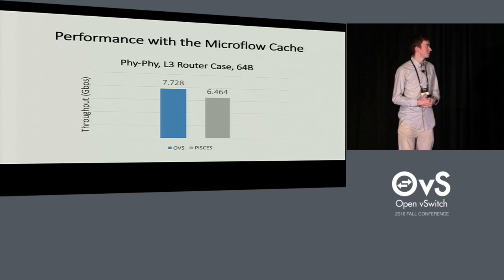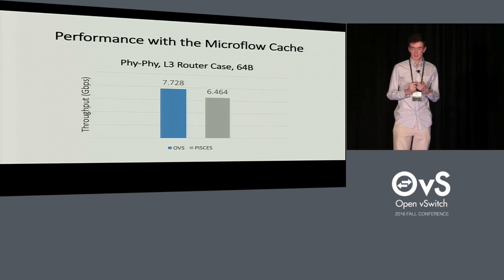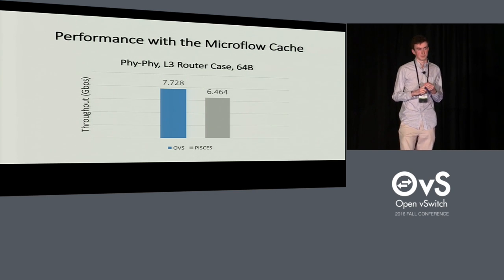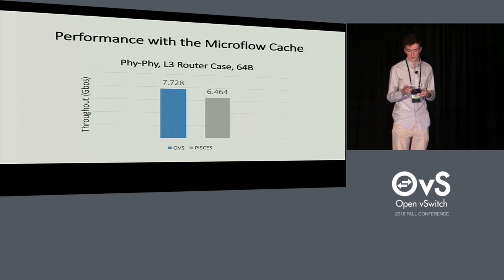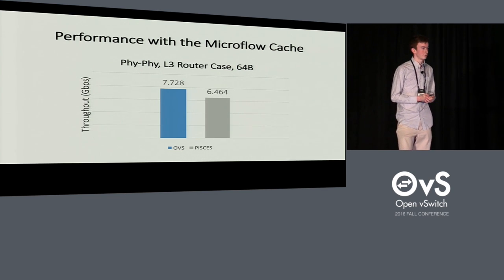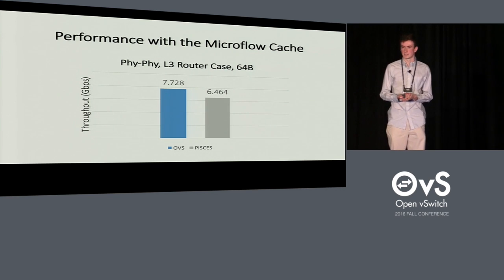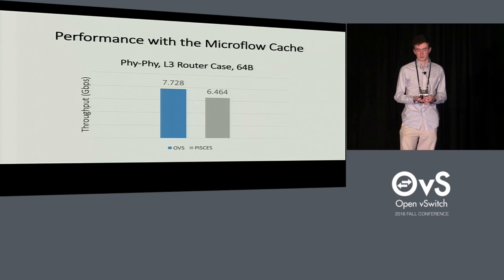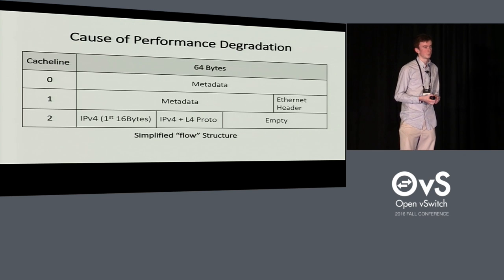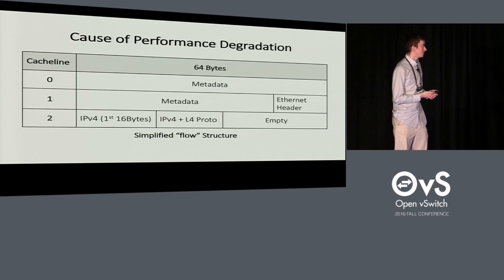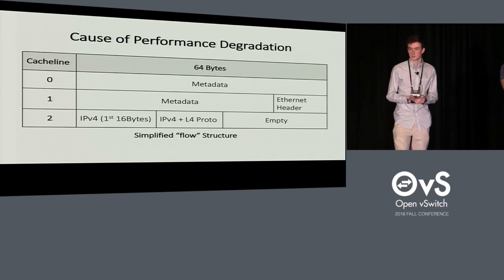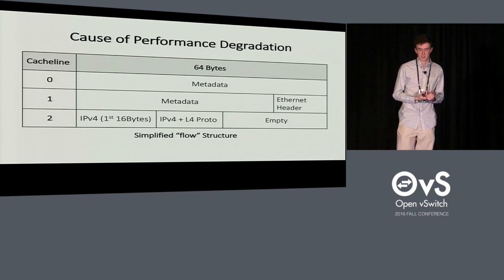Here I just want to show the initial test results that we had comparing the standard OVS Microflow Cache to the PISCES Microflow Cache. Here you can see that PISCES performs worse than the standard OVS. I did some work trying to figure out why this was the case, and I found some interesting results which led to a potential compiler optimization which can be carried out. If you look at the slide here, you can see a simplified version of the flow structure that's in OVS. I'm using a simplified version just to illustrate a point.